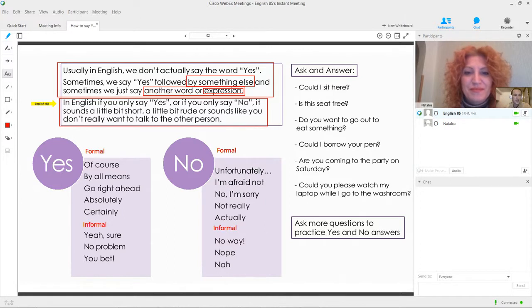Let's read some examples here. So we have formal yes. Could you please read the first one? You can say yes, and then, yes, of course, or maybe of course. Okay. Yes, by all means. You can say yes, yes by all means, or by all means.